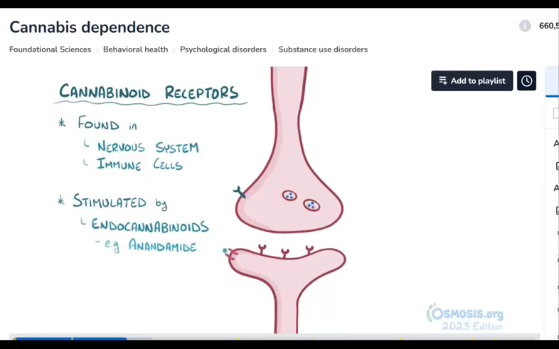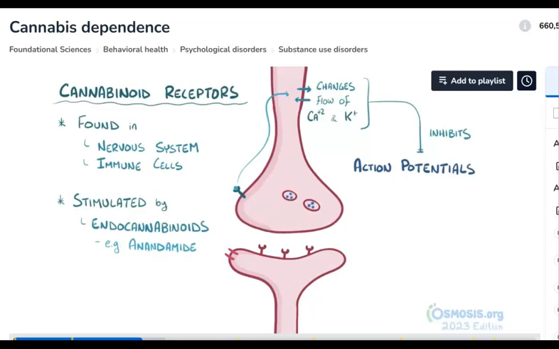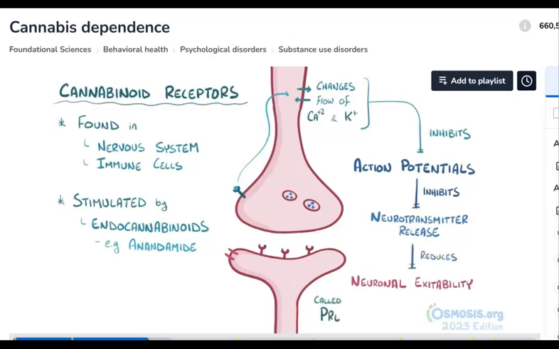The way it works is that anandamide is released from postsynaptic dendrites, and it diffuses retrograde, meaning backwards, to the presynaptic terminal where it binds to the cannabinoid receptor. At that point, there are intracellular changes that ultimately lead to a change in the flow of calcium and potassium across the presynaptic cell membrane, which inhibits depolarization. So the presynaptic nerve terminals stop releasing neurotransmitters like GABA and glutamate, which reduces neuronal excitability, a process called presynaptic inhibition. In summary, anandamide from the postsynaptic neuron basically pumps the brakes on neurotransmitter release from the presynaptic neuron, and the result is a feeling of calm.